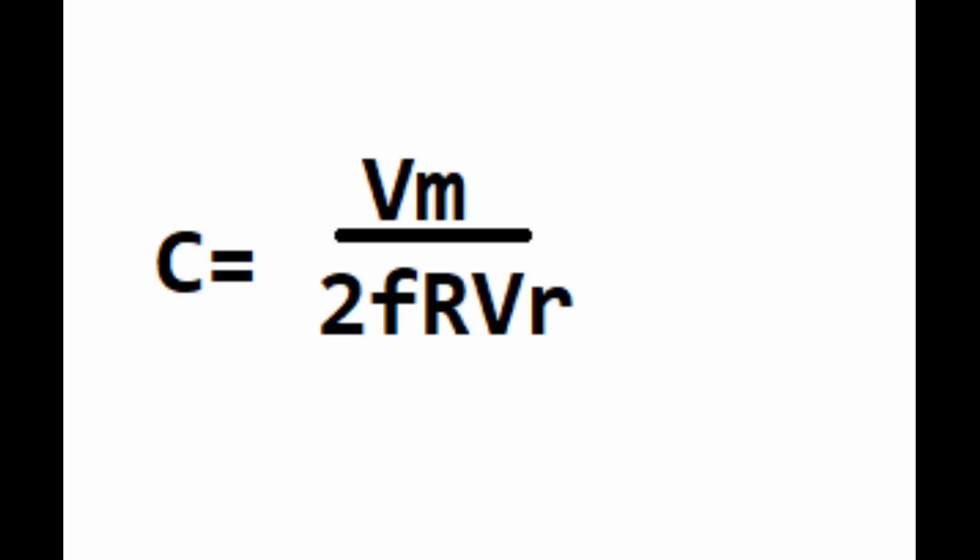The required filter capacitor can be found by using the equation capacitance equals the voltage output divided by 2 times the frequency times the resistor times the ripple voltage. And that gives us 5 volts divided by 2 times 60 Hz times 5 ohms times 0.15, and that gives us a capacitance value of 55.56 millifarads.